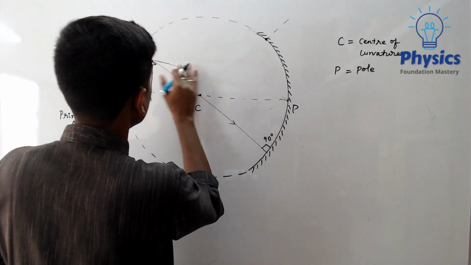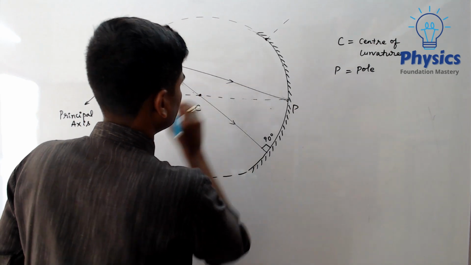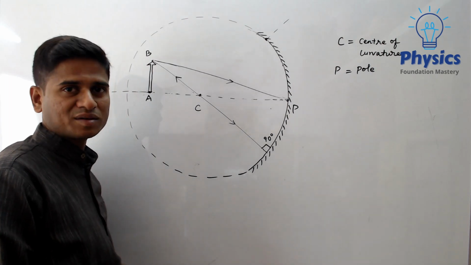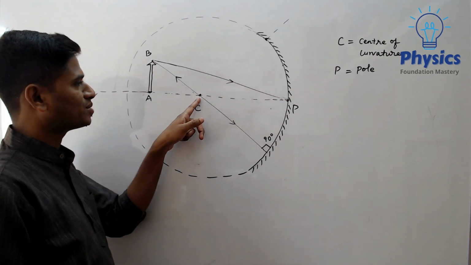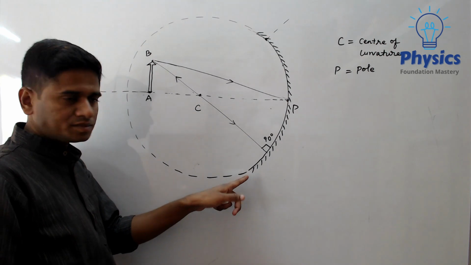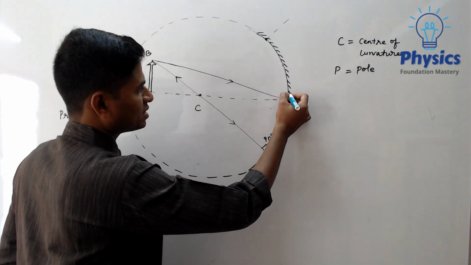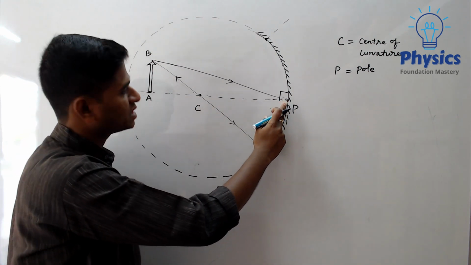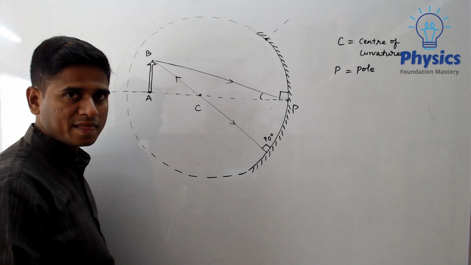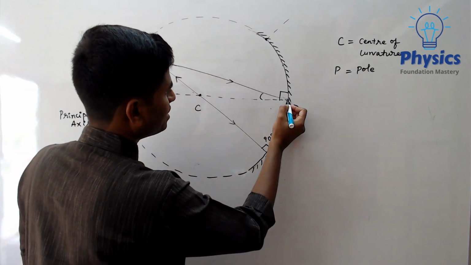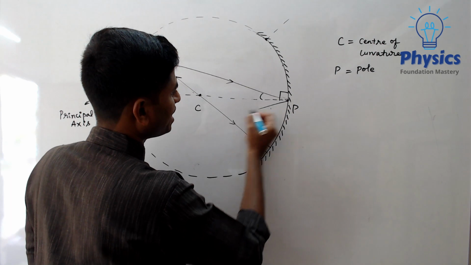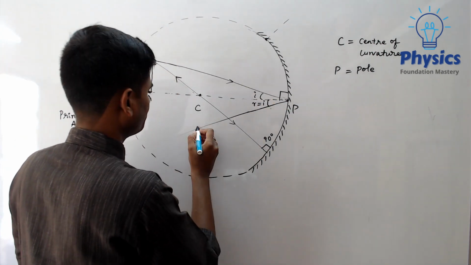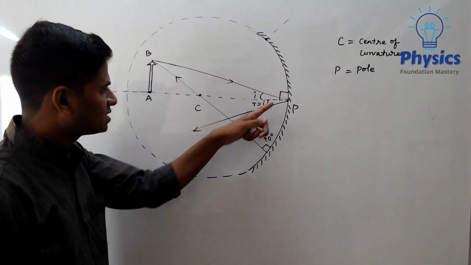Now let us take one more ray, which strikes at the pole. Again, the principal axis itself is the normal, because from the center to any point on the sphere, it is perpendicular. That means the CP line is normal at the point of incidence. So this is the angle of incidence, and the ray has to reflect in such a way that the reflected angle is the same. This is I, this is R, which must equal I. So this is the reflected ray.